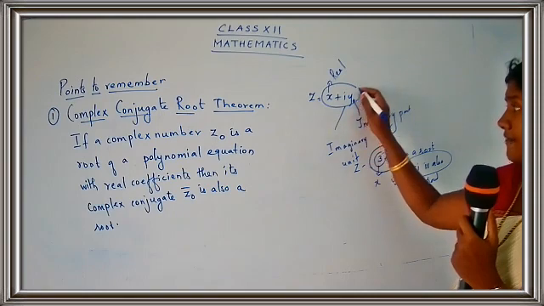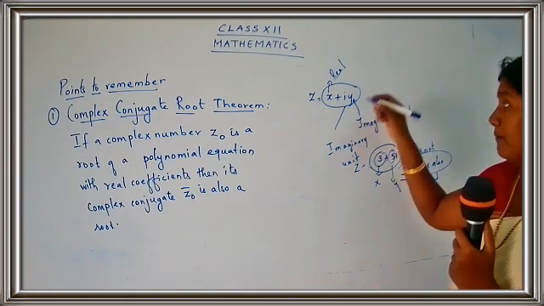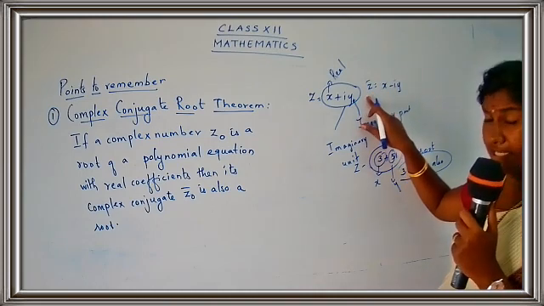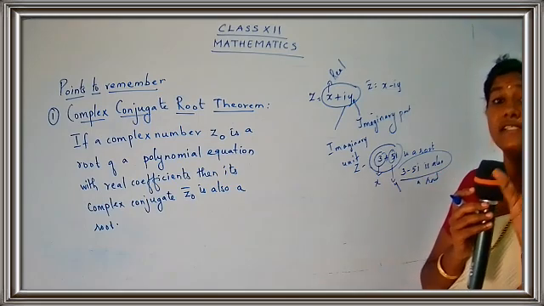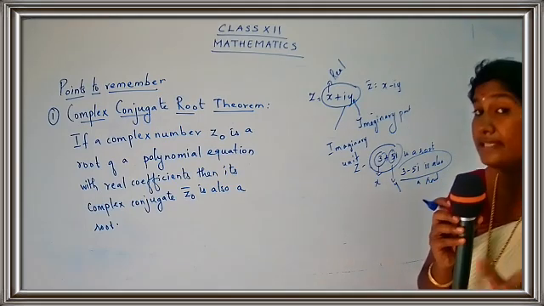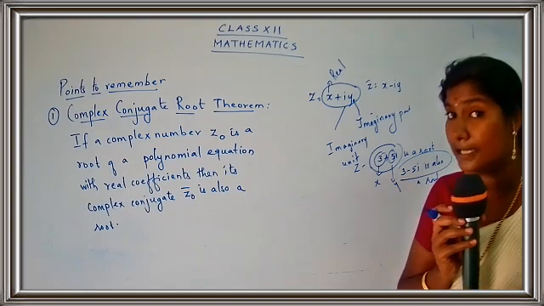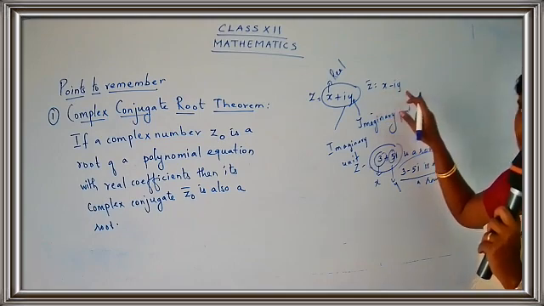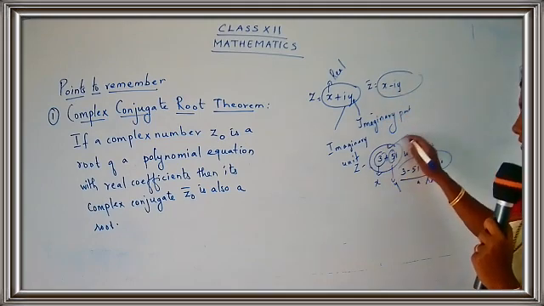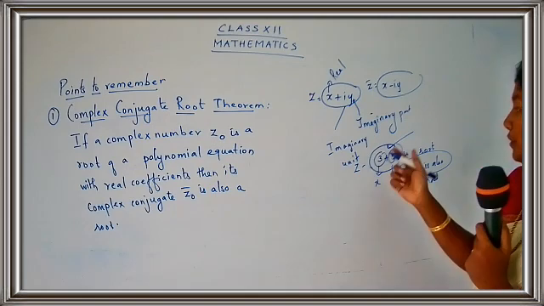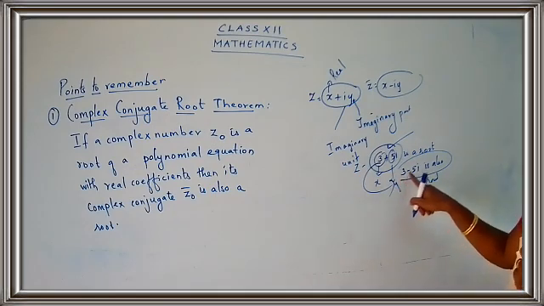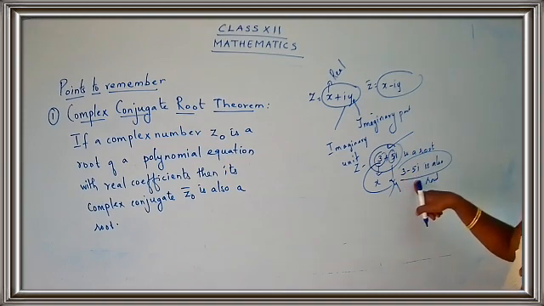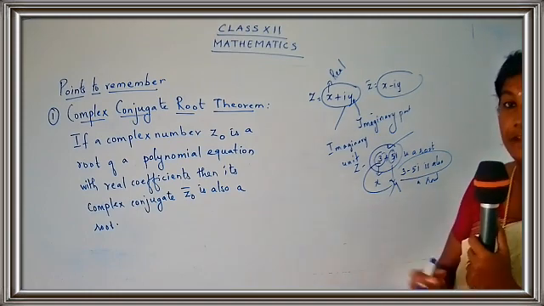If x plus iy is a complex number, the conjugate of it will be x minus iy. That is z bar. z bar is the conjugate of z. How do we find the conjugate? You just change the sign of the middle term. That is, you change the sign of the imaginary part. Do not change the sign of the real part. That's x minus iy. So if we take 3 plus 5i as a root, you can also consider the complex conjugate of it. The complex conjugate is 3 minus 5i, which is also a root. That's what you get from point number 1.